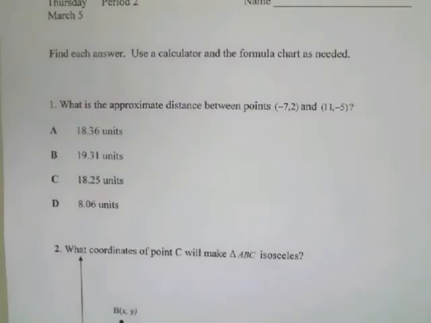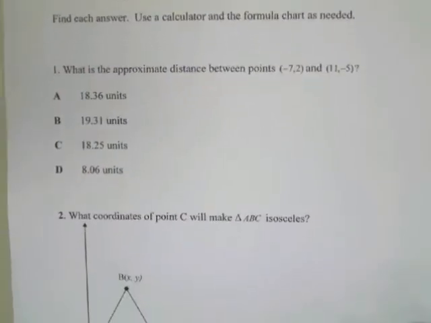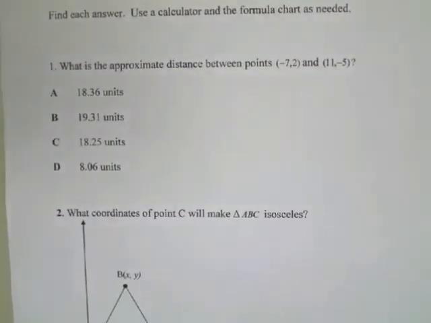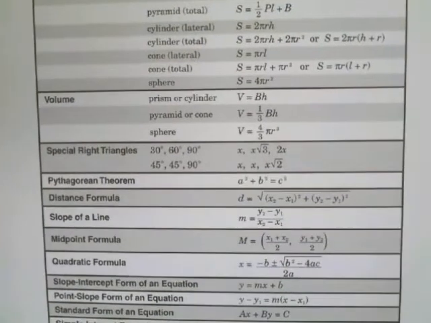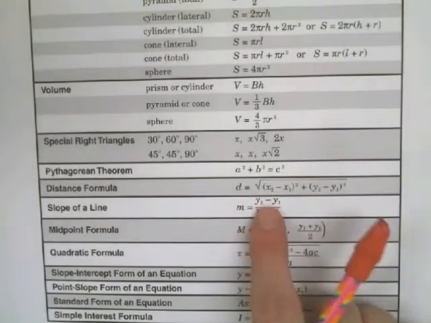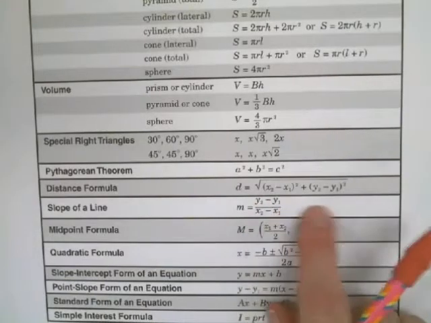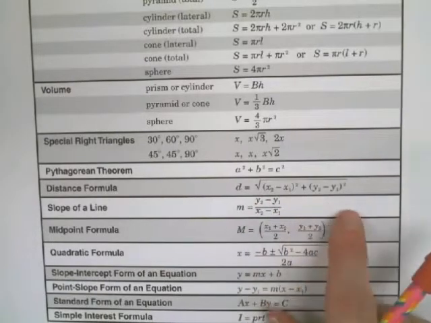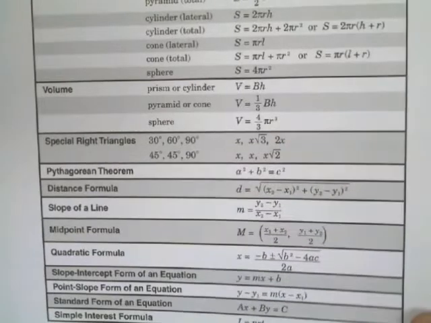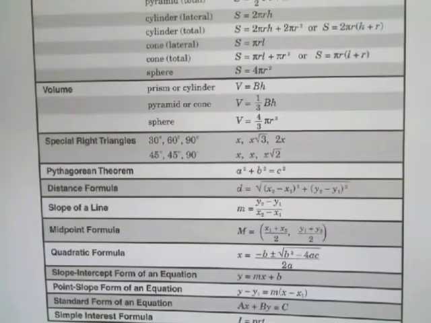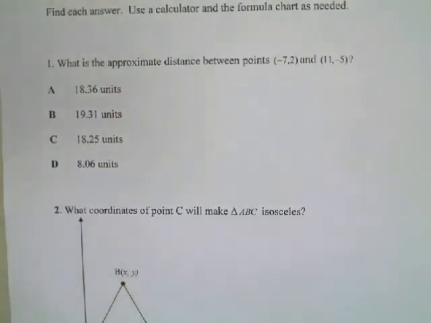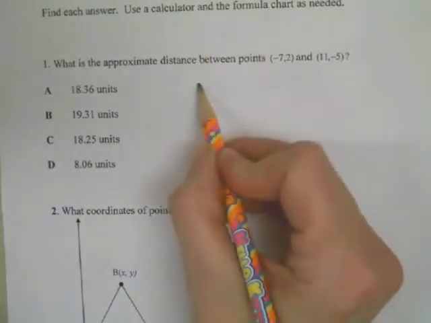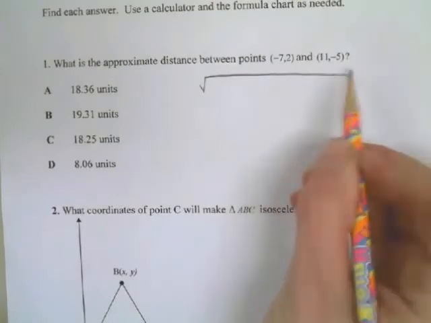What is the approximate distance between these 2 points? We're going to use the distance formula off of our formula sheet. D equals the square root of (x2 minus x1) quantity squared plus (y2 minus y1) quantity squared. We're going to use that formula off the formula sheet and type some numbers into our calculator to get the distance between these 2 points that are given.